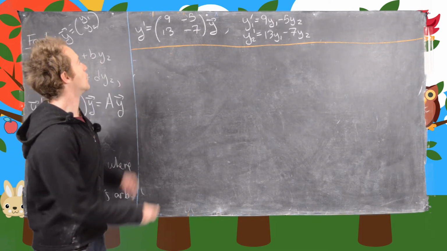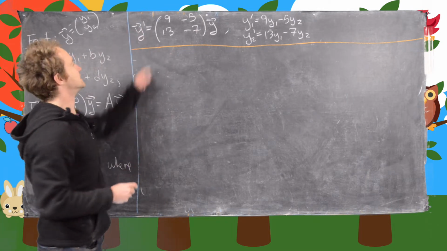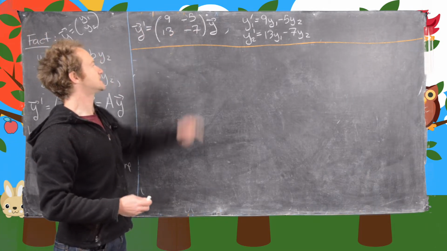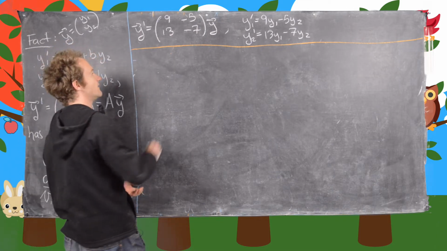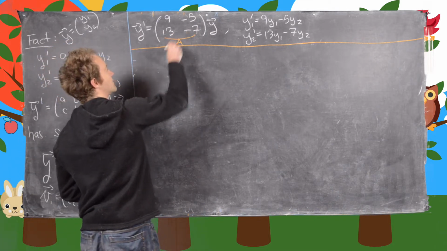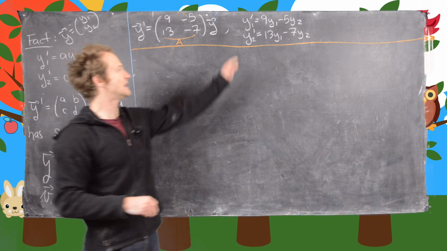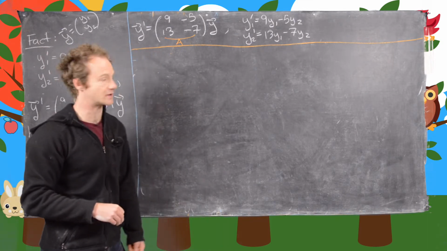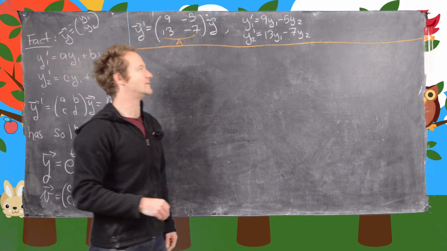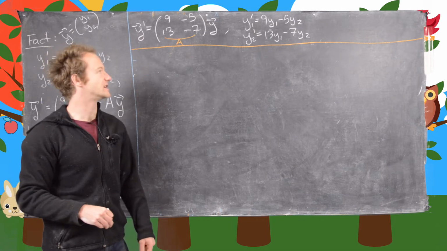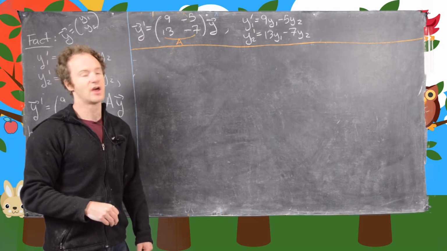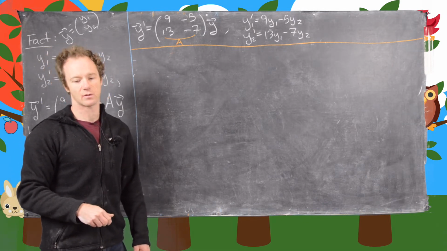So we have y vector prime is [9, -5; 13, -7] times y vector. We'll call this our matrix A. And that's equivalent to this system of differential equations. So we have y1 prime is 9y1 minus 5y2, and y2 prime is 13y1 minus 7y2.